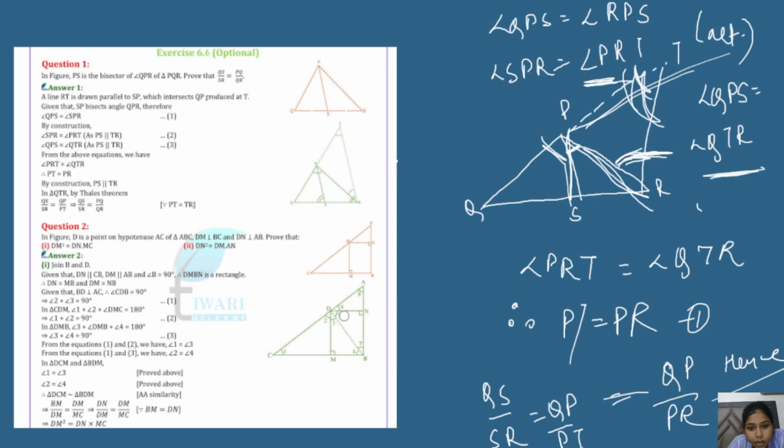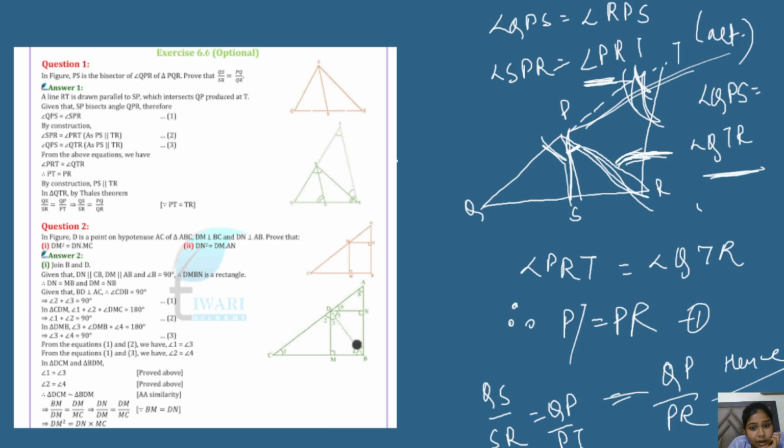Join B and D by construction. Given that DN is parallel to BC and DM is parallel to AB, you can easily see this. Also DMBN is a rectangle, because angle B is 90 and, according to the properties of a rectangle, if opposite sides are parallel and one of the angles is 90, then it is a rectangle. So DNBM is a rectangle, so DN will be equal to BM.